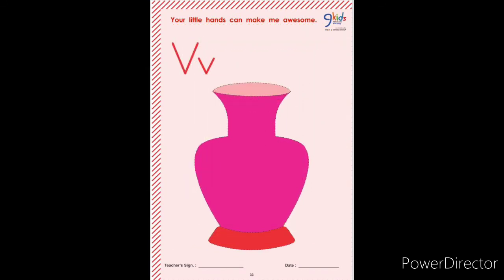In this second worksheet, you had to color the vase with your favorite color. I have colored it with pink and red color. I hope you all must have colored it beautifully.